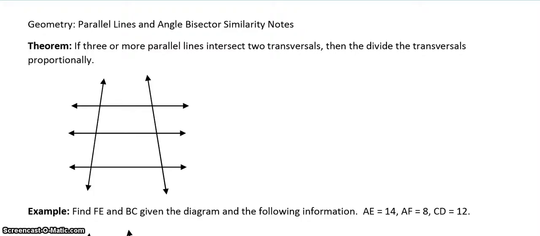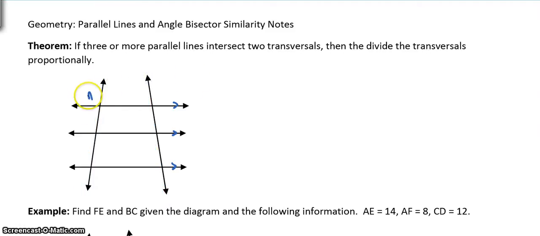Theorem 1. If three or more parallel lines intersect two transversals, then they divide the transversals proportionally. Alright, so if these three lines are parallel, what happens is it cuts each transversal proportionally. Alright, so there's a few things we can set up here.